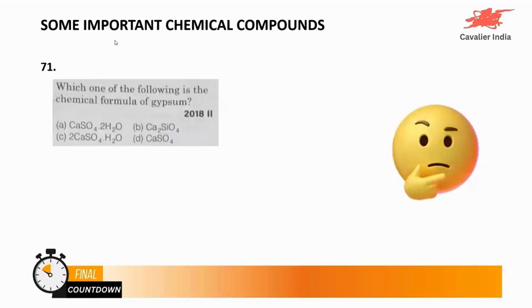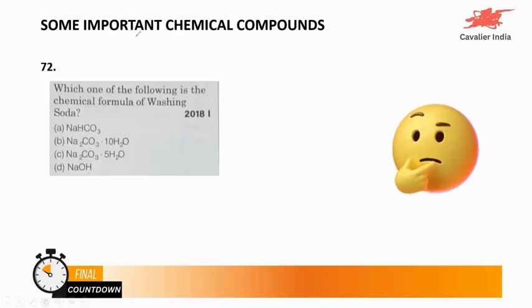Which one of the following is the chemical formula of gypsum? Gypsum is what? CaSO4 2H2O. That is gypsum. Okay. CaSO4 2H2O is called gypsum.